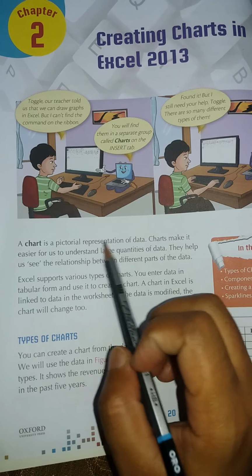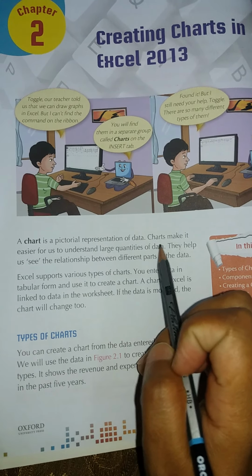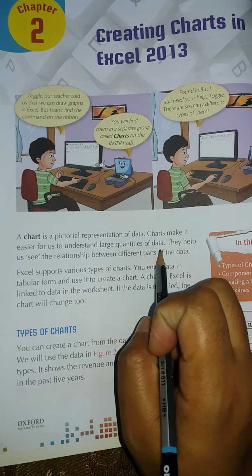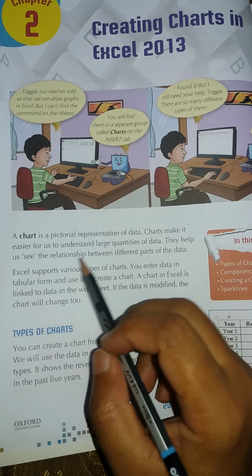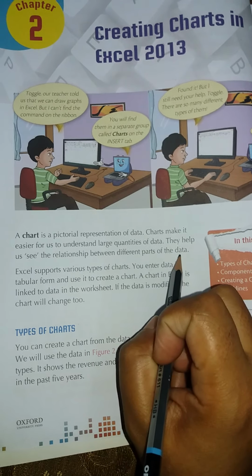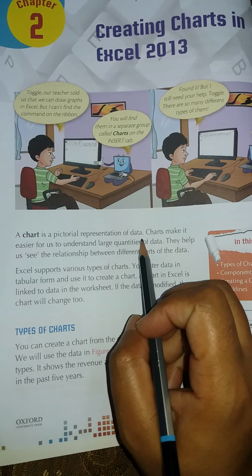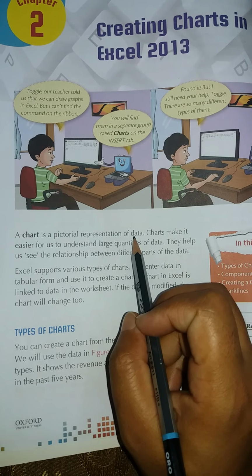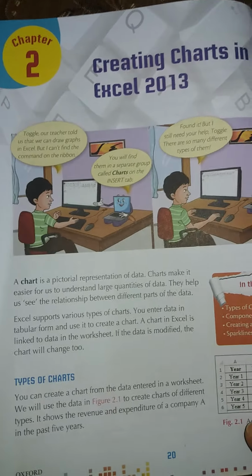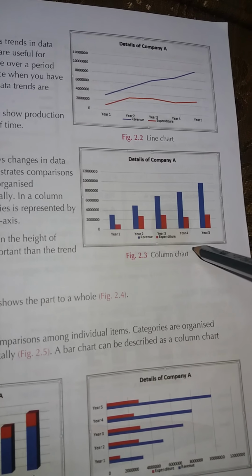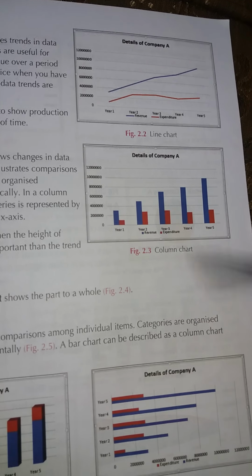A chart is a pictorial representation of data. Charts make it easier for us to understand large quantities of data. They help us see the relationship between different parts of the data. Whenever you get any information in the form of figures, and when you want to show this in the form of charts, it's called pictorial representation.